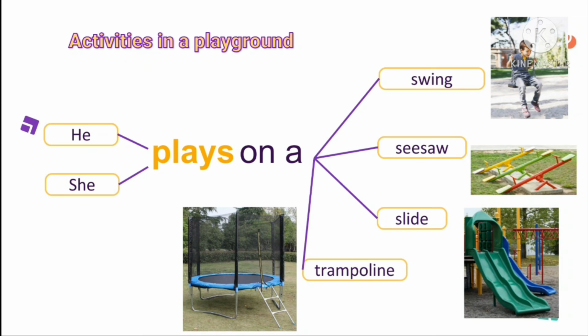What if the subject is playing on a swing, a seesaw, a slide, or a trampoline? Well, we add on a in the sentence. So, he plays on a seesaw or she plays on a slide. And the same is also used for the other objects in here.